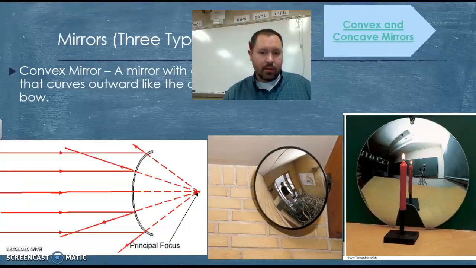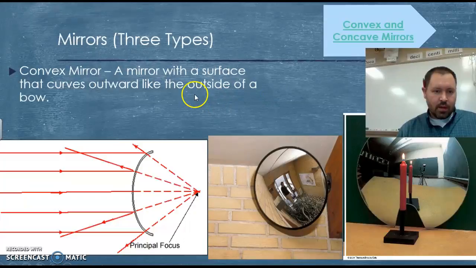There's another type of mirror. The next type of mirror is a convex mirror. Let me see, where can I put myself? A convex mirror is a mirror with a surface that curves outward, like the surface of a bowl. In this case, take a look at these images. If you have some source of light hitting the convex mirror, it's going to actually bounce outward in all directions.